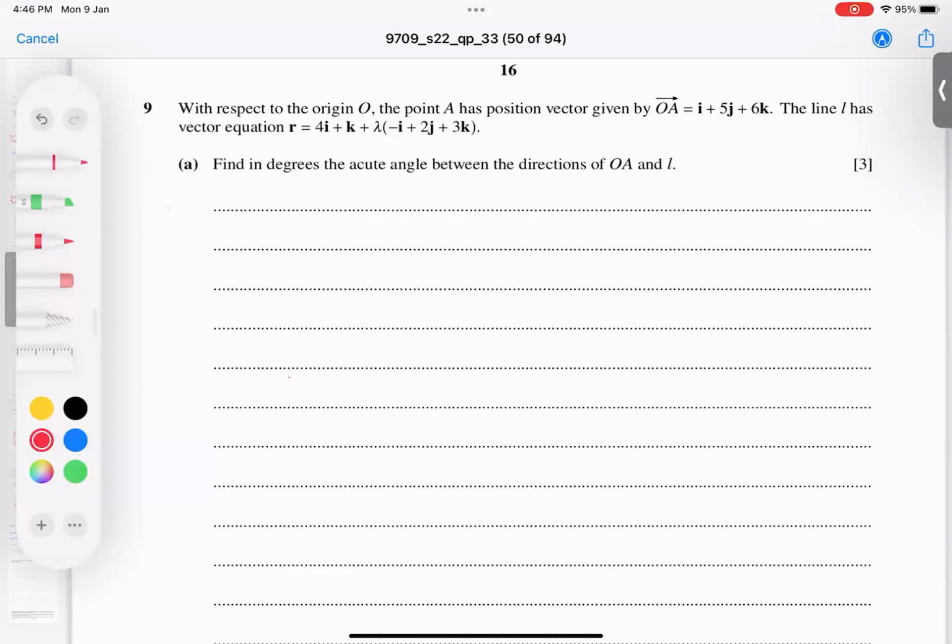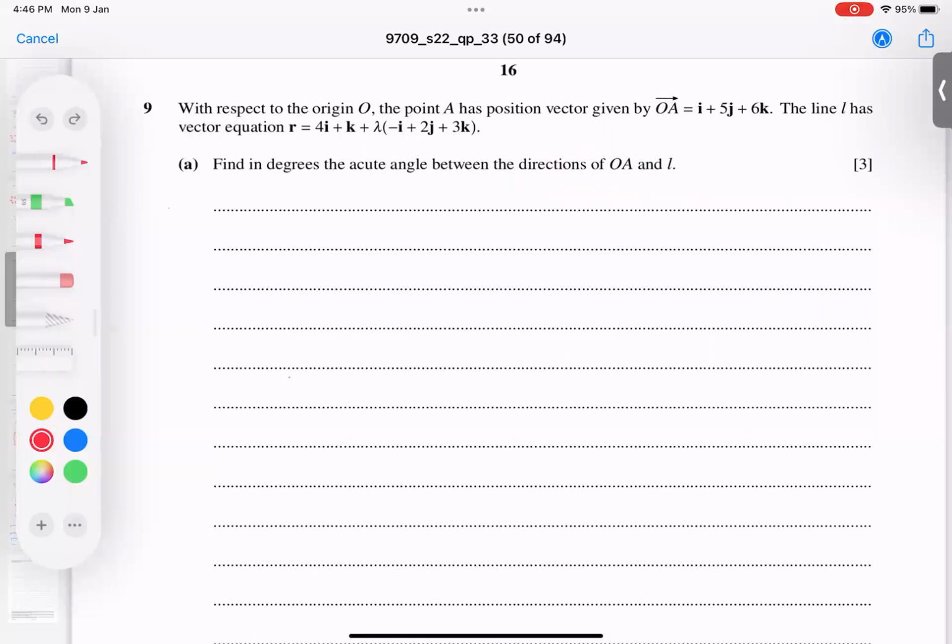Bismillah ar-Rahman ar-Rahim. This is a question from June 2022, variant 33, question number 9. First of all, mention that OA is called the position vector of OA. Second, the line L is given as this. We need the acute angle between OA and the line, so the direction of OA I will take as B2, as a direction.